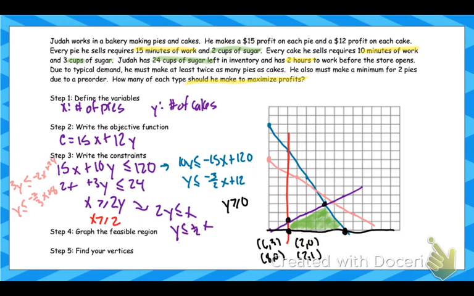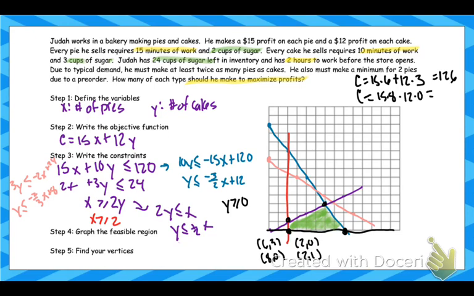So there's our vertices. In order to find our answer, we're going to take those vertices, plug them back into the objective function, and figure out, again, to answer our question, which one is going to make the maximum profit. So I'll go ahead and put that up here. If I did 6 and 3, I would do 15 times 6 plus 12 times 3, which would give me $126. All right, I can do 15 times 8 plus 12 times 0.